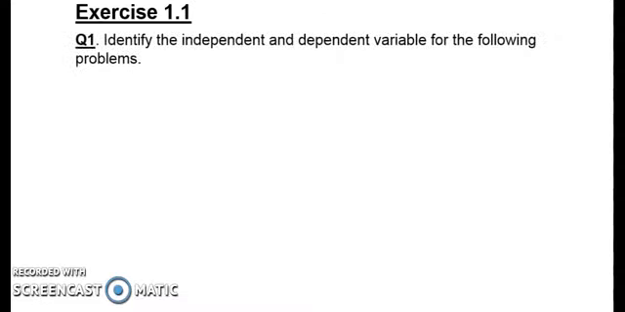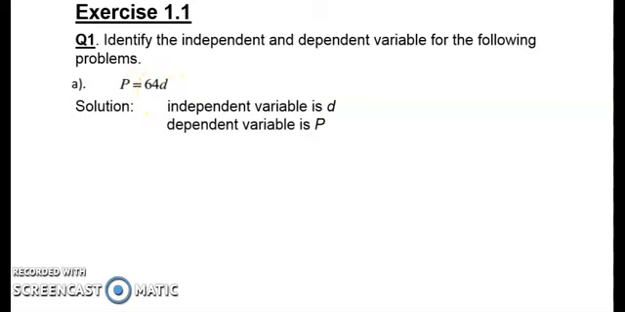Let's discuss the exercise. Exercise 1.1. It is very simple and easy. Question number 1 is: identify the independent and dependent variable for the following problems. I have told you before, if you are dealing with a function, let's take this as an example. Question number 1, part A, p equals 264d. Now this statement represents a function since the value of p depends upon d. So we can say that the independent variable is d and the dependent variable is p. This is the solution for part A.